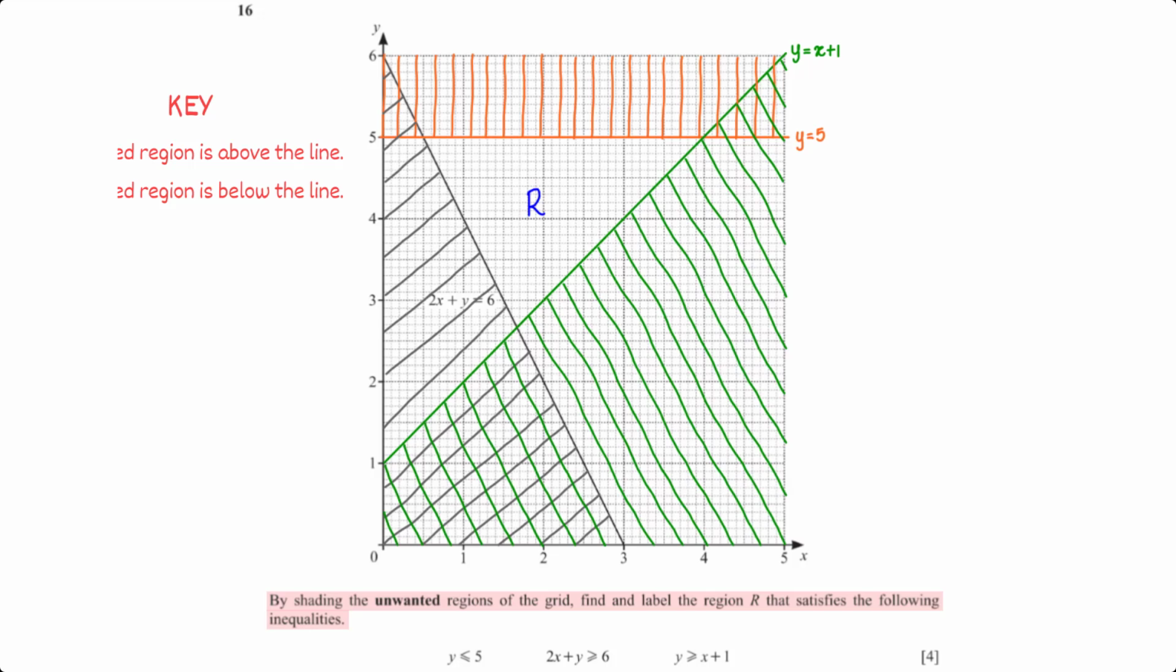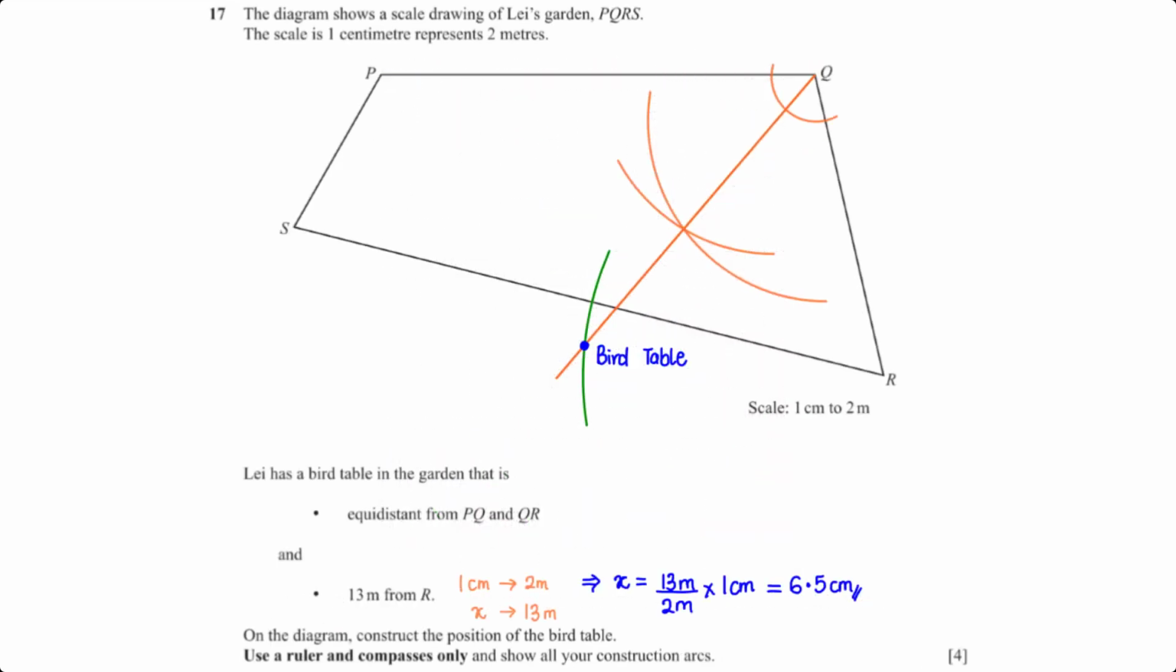After shading all the unwanted regions, the final wanted region that satisfies all three inequalities is left unshaded. This is the region we label as R. The diagram shows a scale drawing of Lee's garden, PQRS. The scale is 1 centimeter represents 2 meters. On the diagram, construct the position of the bed table.